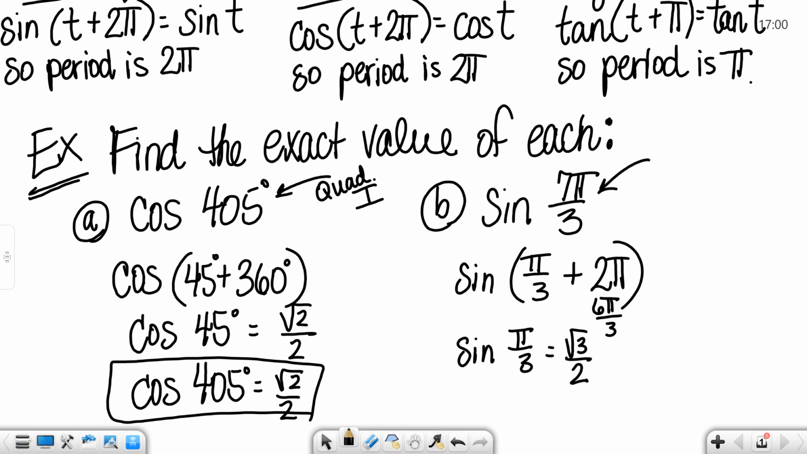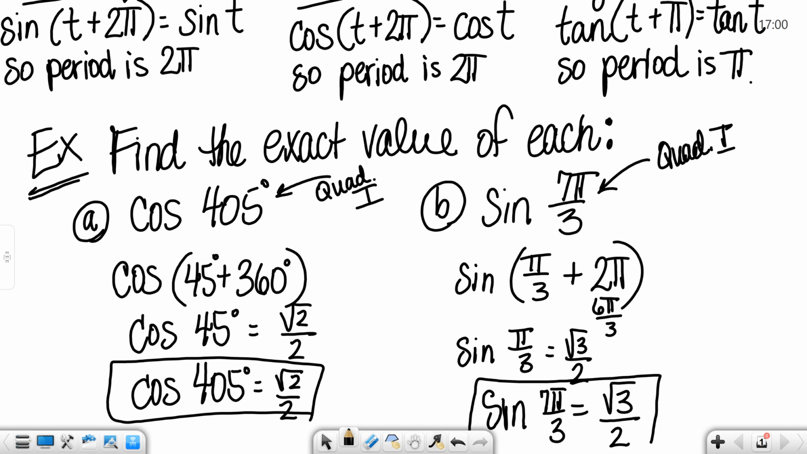Now let's think about it for a minute. What quadrant is 7 pi over 3 in? It is in quadrant 1. All right, so it's going to be positive. So the sine of 7 pi over 3 is exactly the same as the sine of pi over 3. Remember, periodic, it repeats after so often. So the cosine of 405 is the same as cosine of 45. In fact, it's the exact same spot. Same thing with pi over 3 and 7 pi over 3. That's actually the exact same spot. We would call those coterminal angles if we graph them individually.